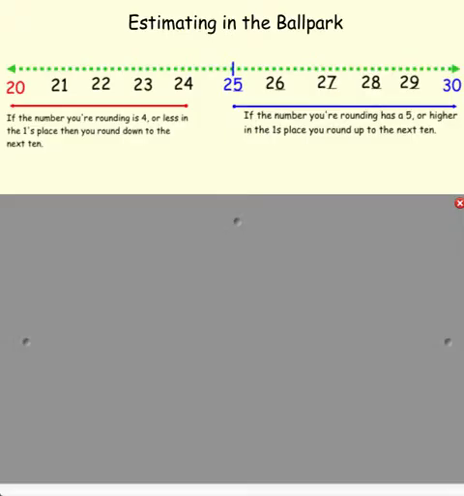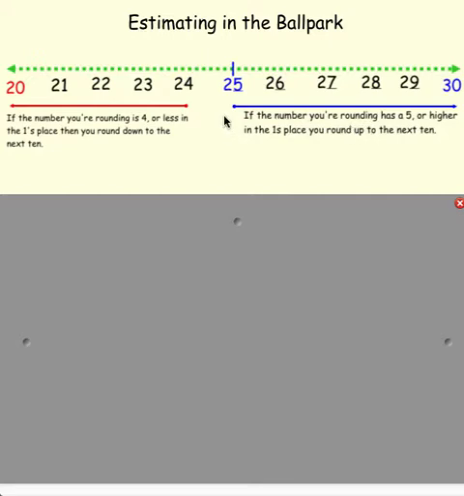Estimating in the ballpark. Here's an example of a number line. It starts at 20 over here in red, and it ends at 30 over here in blue. Halfway in the middle is 25. The red section means the ones place in all of these numbers is smaller than 5. The blue section means the ones place is 5 or more: 5, 6, 7, 8, 9.